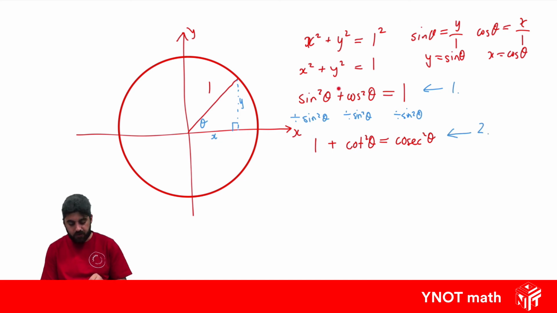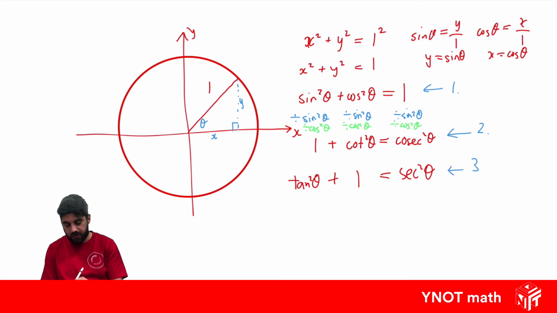Let's go back to our original and divide every term, this time, by cos squared theta. So sine squared theta divided by cos squared theta gives us tan squared theta. Cos squared theta divided by cos squared theta gives us 1. And 1 divided by cos squared theta gives us sec squared theta. And that's our third trigonometric identity.